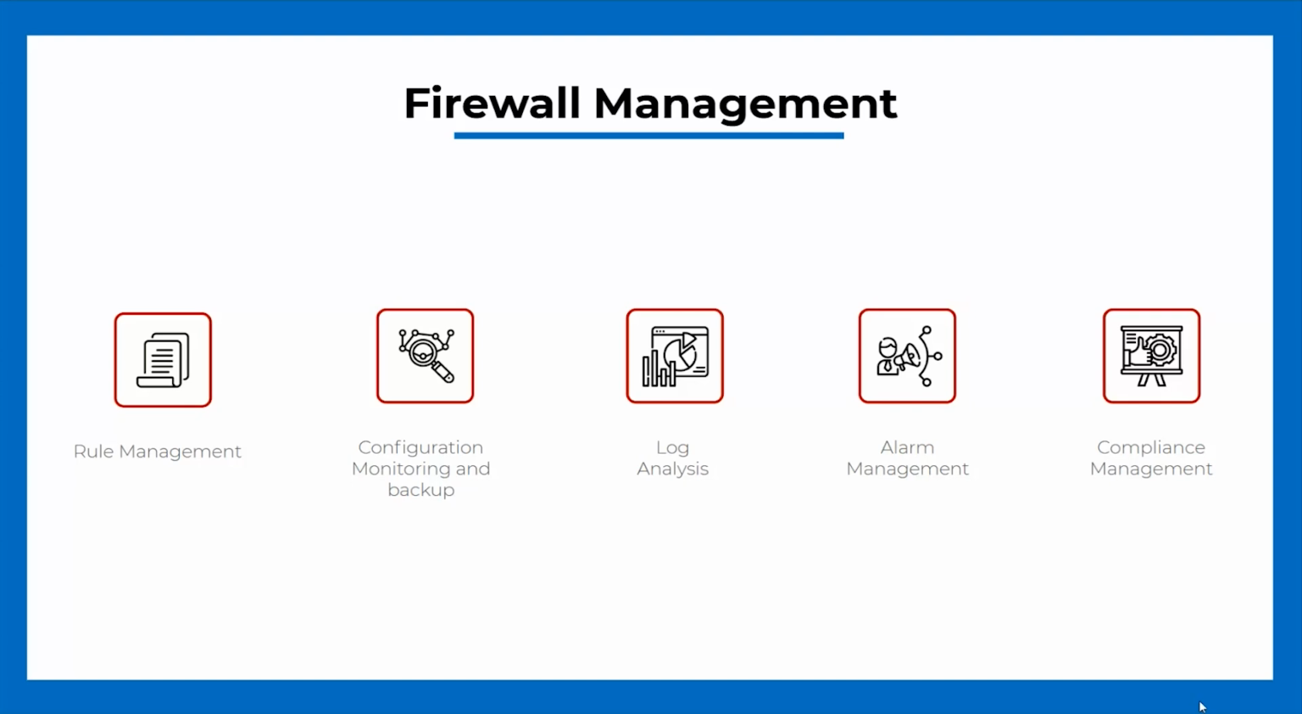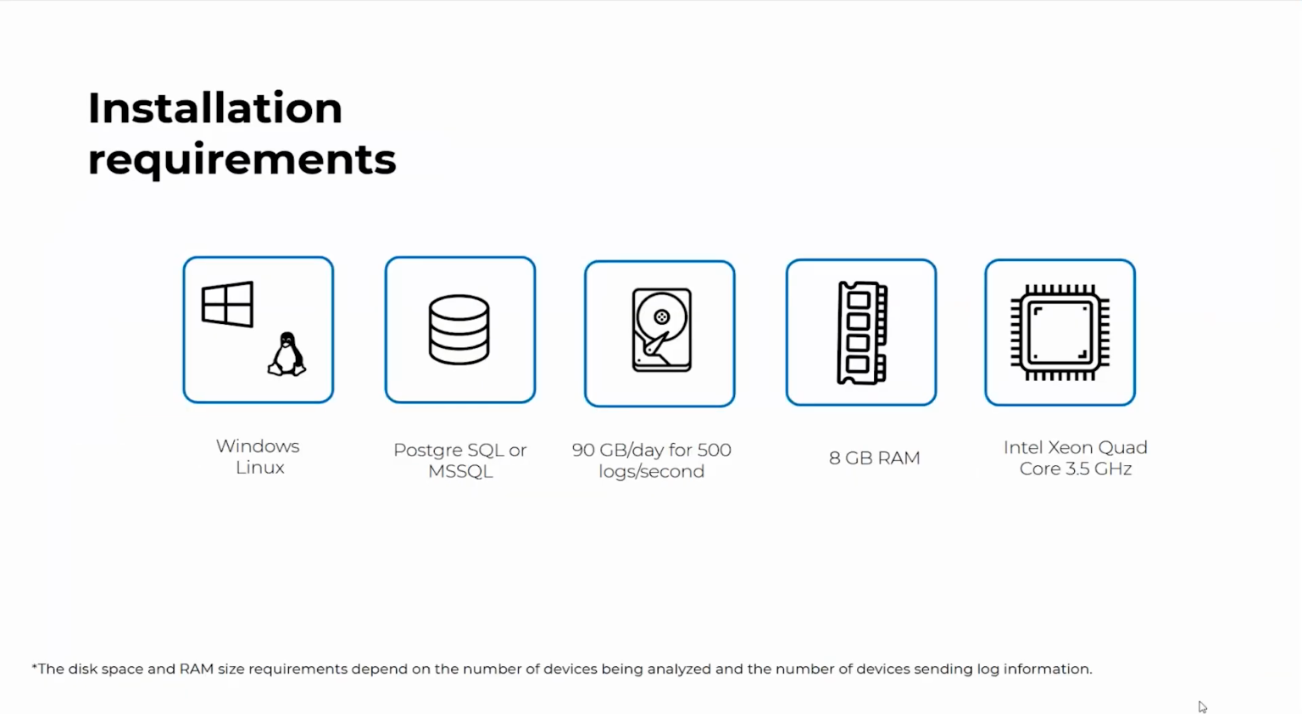Now, also let's look at the basic installation requirements for Firewall Analyzer. So Firewall Analyzer can be installed on a Windows or Linux system. All the syslogs received by Firewall Analyzer are by default stored in a PGSQL database. However, you can also configure them to be stored in your MS SQL database. So the disk space and the RAM mentioned here are the minimum requirements, and they are scalable depending on the number of devices being analyzed and sending log information.